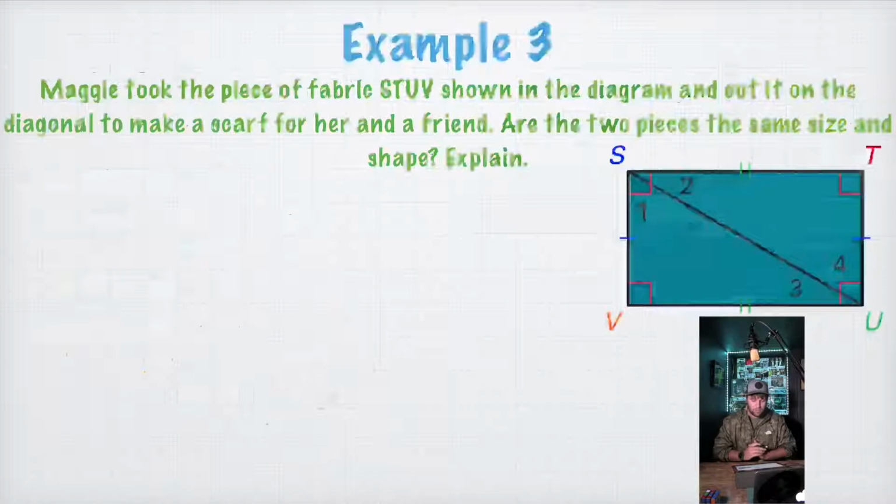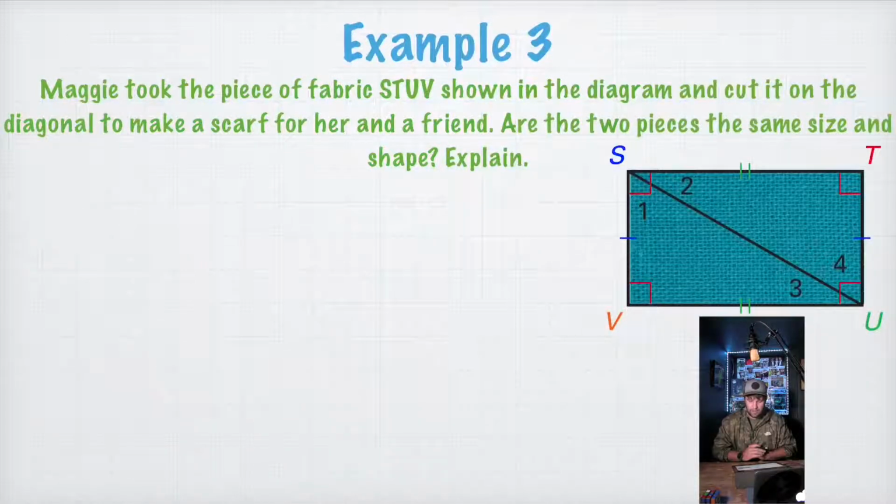Example 3. Maggie took the piece of fabric STUV shown in the diagram and cut it on the diagonal to make a scarf for her and her friend. Are the two pieces the same size and shape? Explain. So they want to know whether triangle STU and triangle UVS are going to be the same size and shape. Okay? And we can actually say that they are. It's going to be a lot of work, so follow along closely. But yes, they are the same size and shape.